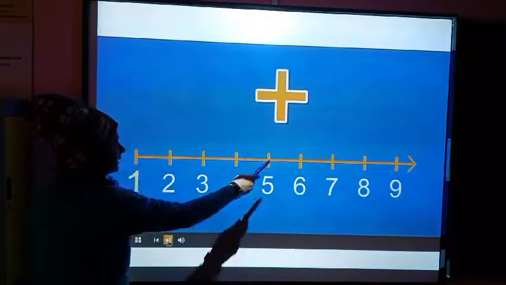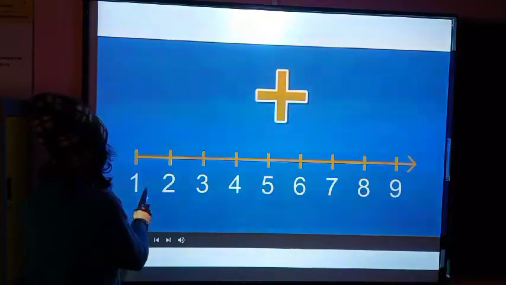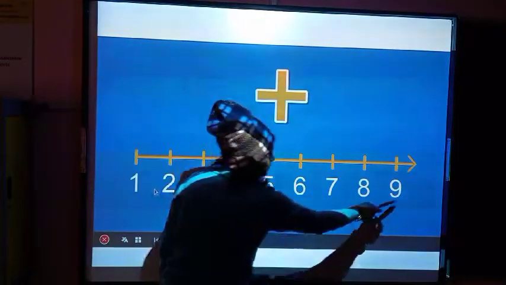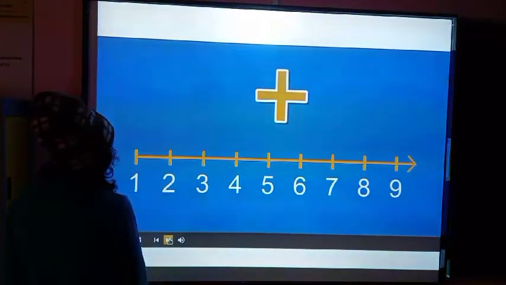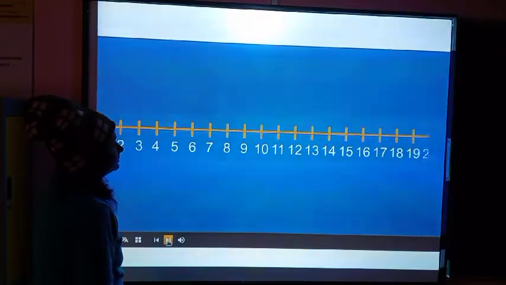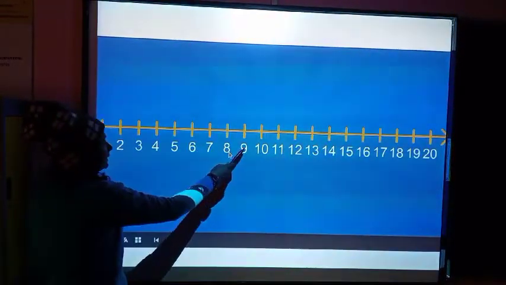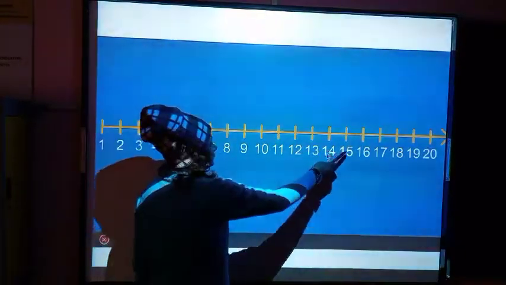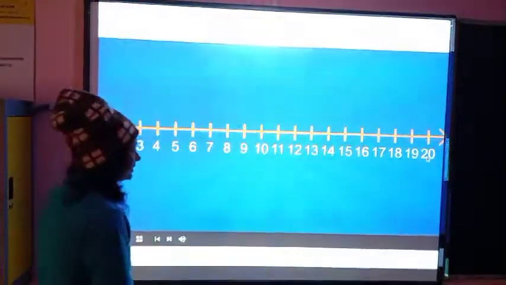This is the number line. In this number line, we start with 1 and end with 9. So then this is 1 2 3 4 5 6 7 8 9 10 11 12 13 14 15 16 17 18 19 and this is 20.